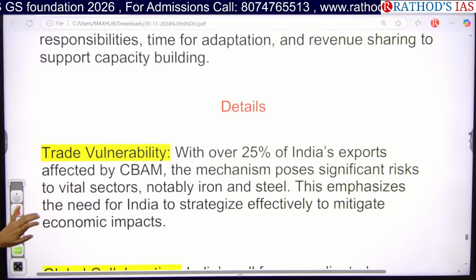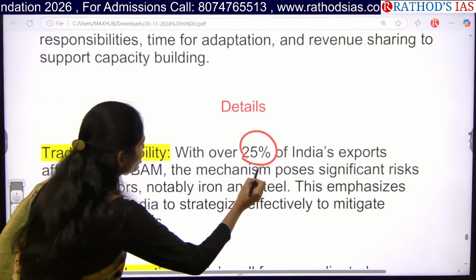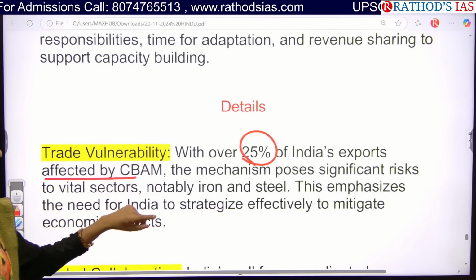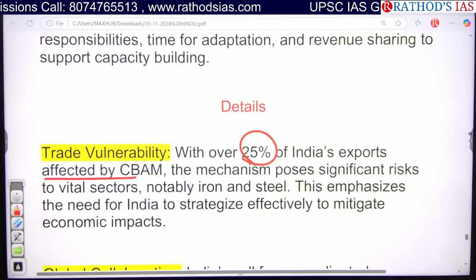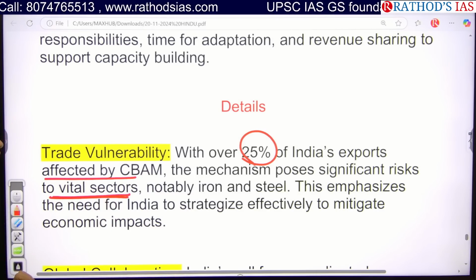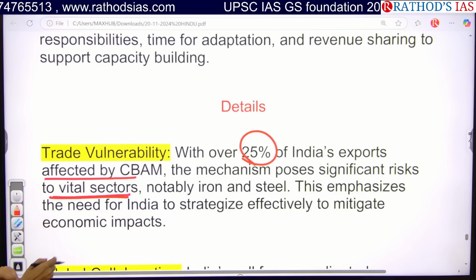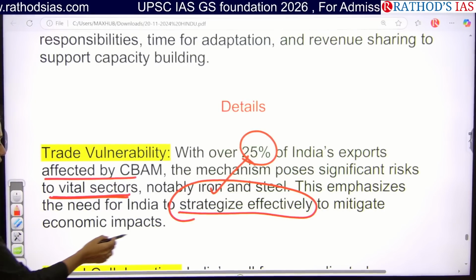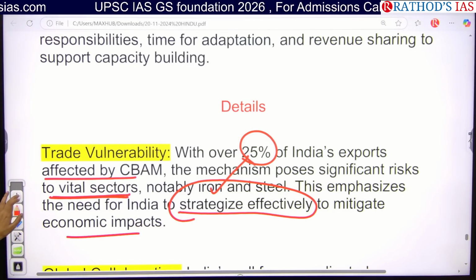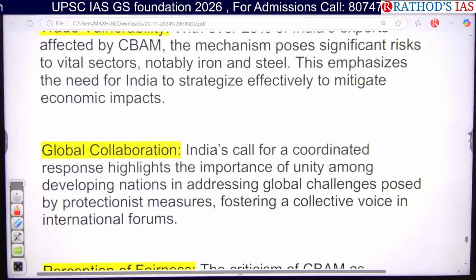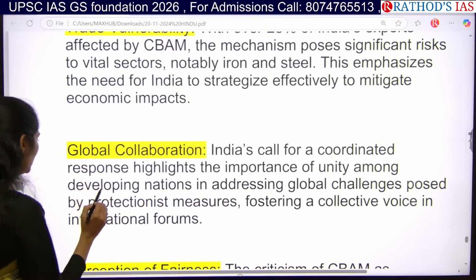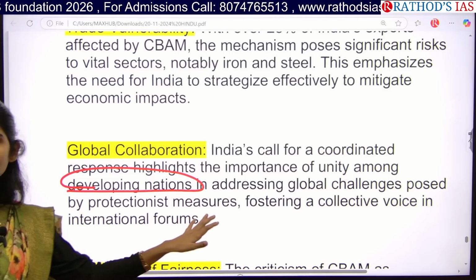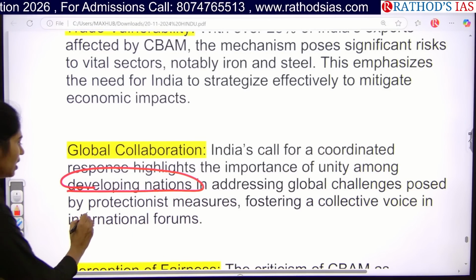This article is saying that 25% of Indian exports are affected by this CBAM. So you have to write this data: 25% of Indian exports are going to be affected by CBAM. It is having an impact on vital sectors like the iron and steel industry. The article is saying that we need a proper strategy to mitigate these economic impacts from 2026. And next, India is also calling for a coordinated response. It is highlighting that we need unity among developing nations so that we can address this kind of global challenge, especially protectionist measures.